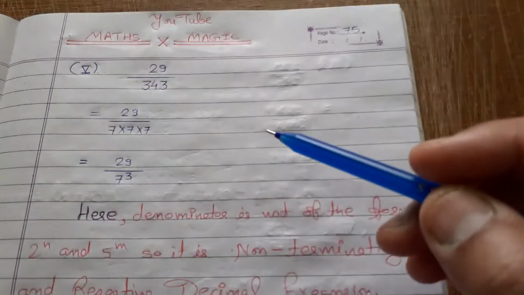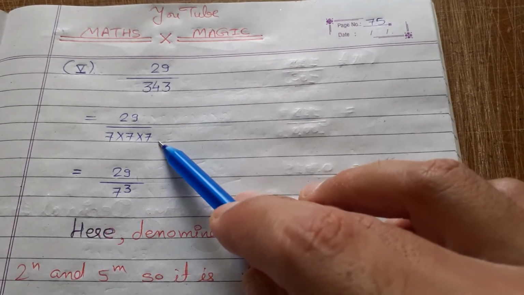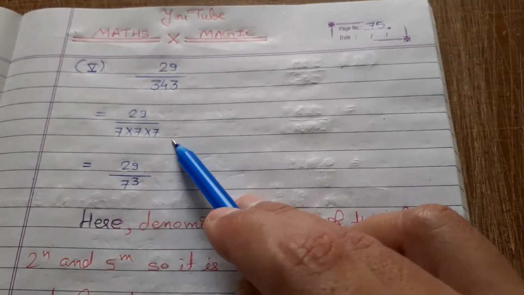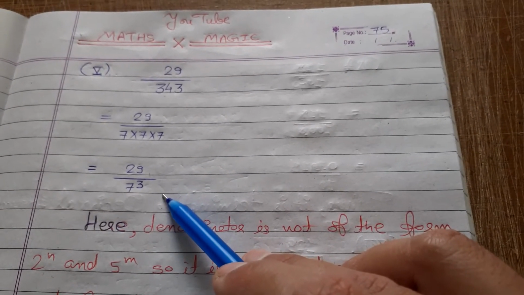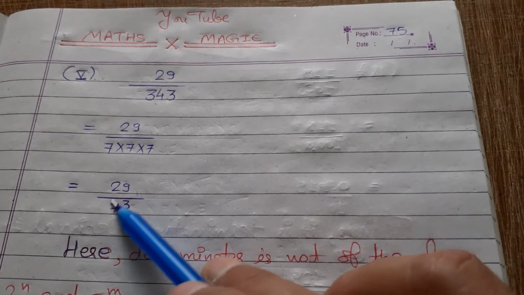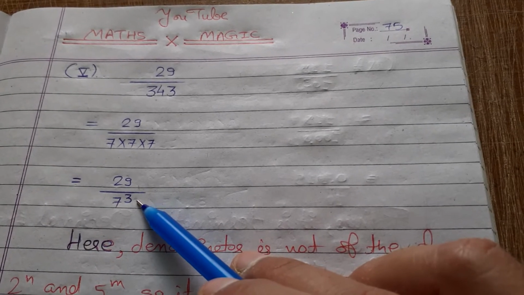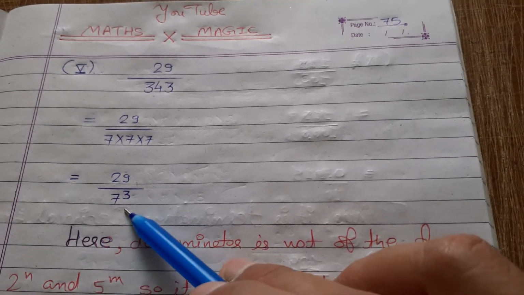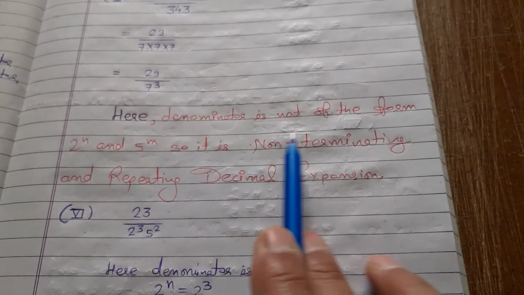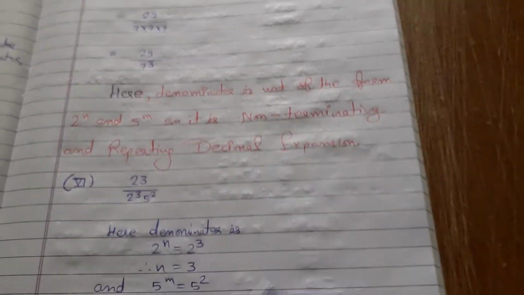Question number 5. 29 upon 343. 343 is the cube of 7, therefore 7 into 7 into 7 is 343. By theorem 1.5 and 1.6 we know that whenever any denominator has a prime factor other than 2 and 5, the answer will be non-terminating and repeating. So here the denominator is not of the form 2 raised to n and 5 raised to m, so it is a non-terminating and repeating decimal expansion.